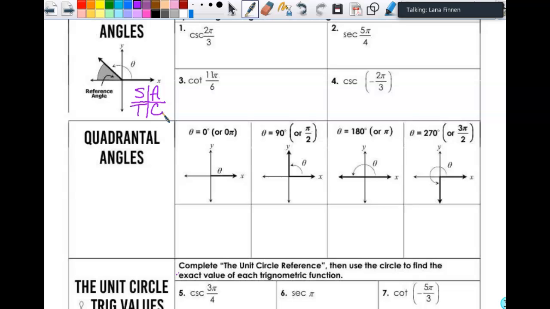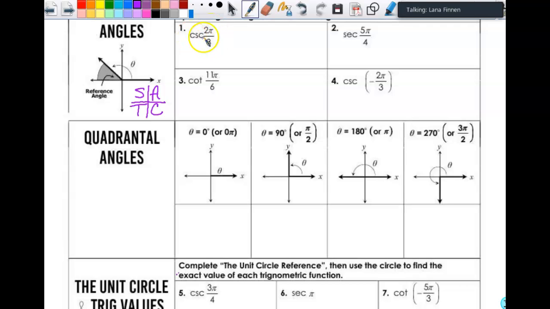So just like we did on the last one that looks similar to this, we're going to jot some things down that you may not always jot down when you do it, but it should be in your brain, or maybe it does help you to write them down so you don't lose what you're thinking of, whatever works for you. All right, so we've got the cosecant of 2 pi thirds.